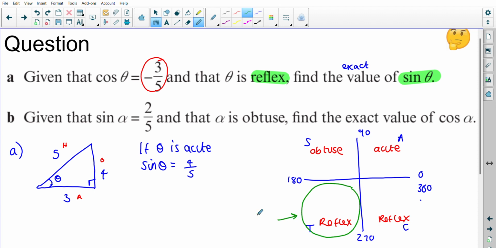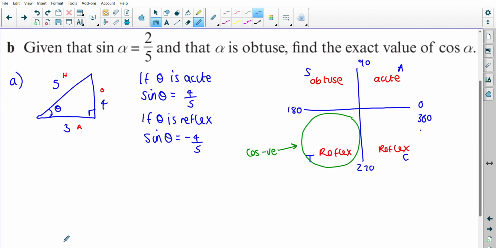This is where cos is negative, and I want a reflex angle. The other section is where cos is positive. So if it was cos theta equals 3/5, then I'd be in that section. Now tan is only positive in that section. So if theta is reflex, sine theta is going to be negative 4/5. Okay, I'm going to the next one then.